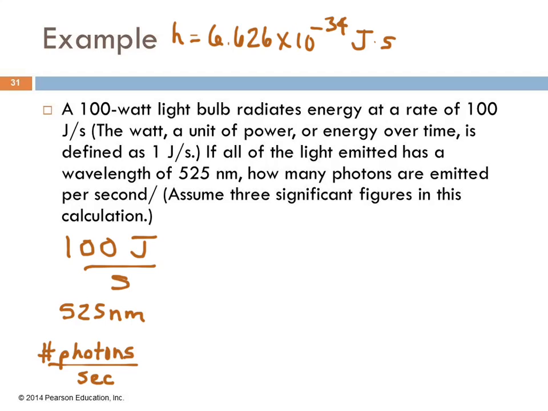I approach problems like this by looking at the units and seeing, okay, what am I going to need to do here? So photons per second, joules per second, 525 nanometers. So this light is emitting photons. The photons have this wavelength. Wavelength is related to the amount of energy.